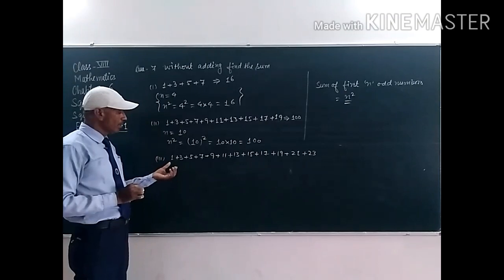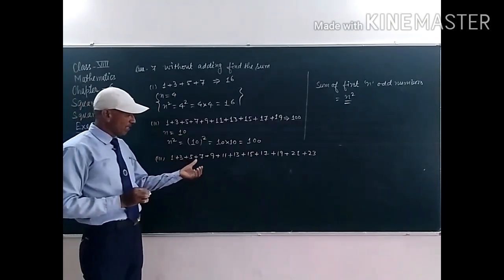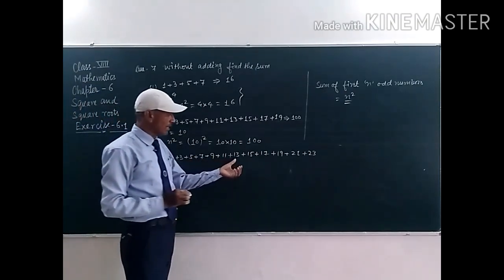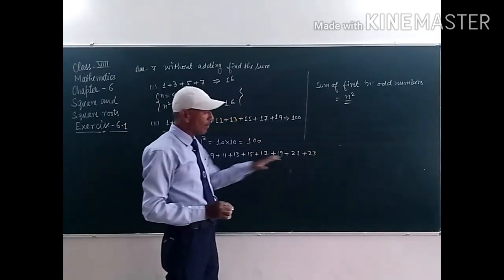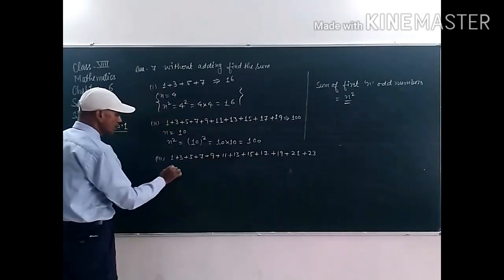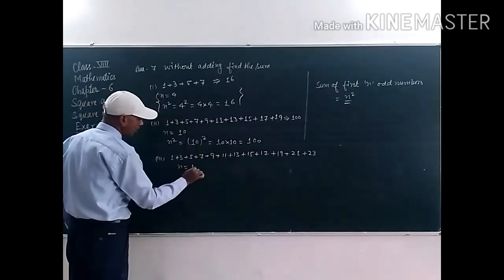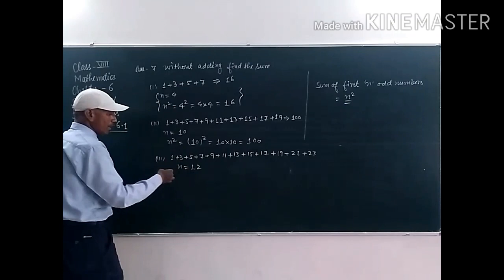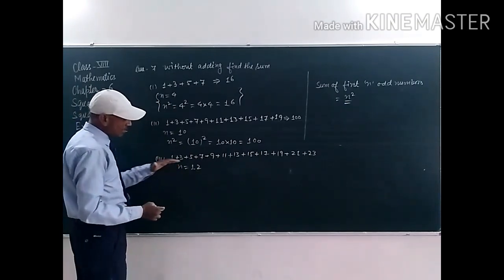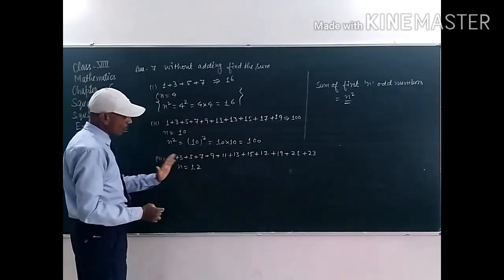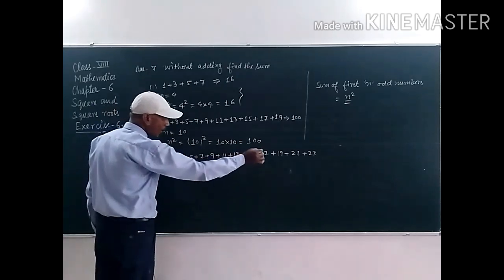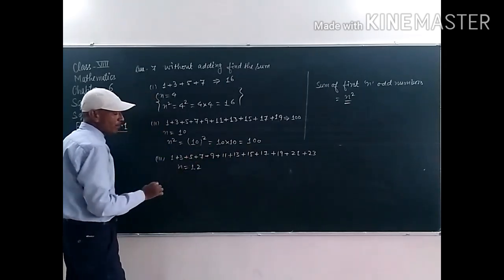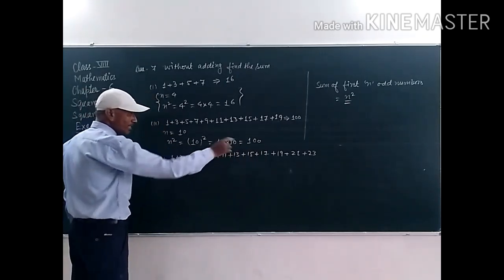And this number: 1, 2, 3, 4, 5, 6, 7, 8, 9, 10, 11, 12. There are 12 numbers, students. So n is equal to 12. These numbers are in a sequence, starting from 1. They are the first odd numbers, starting from the first number, and all are odd numbers. There is no gap. So total numbers are 12.